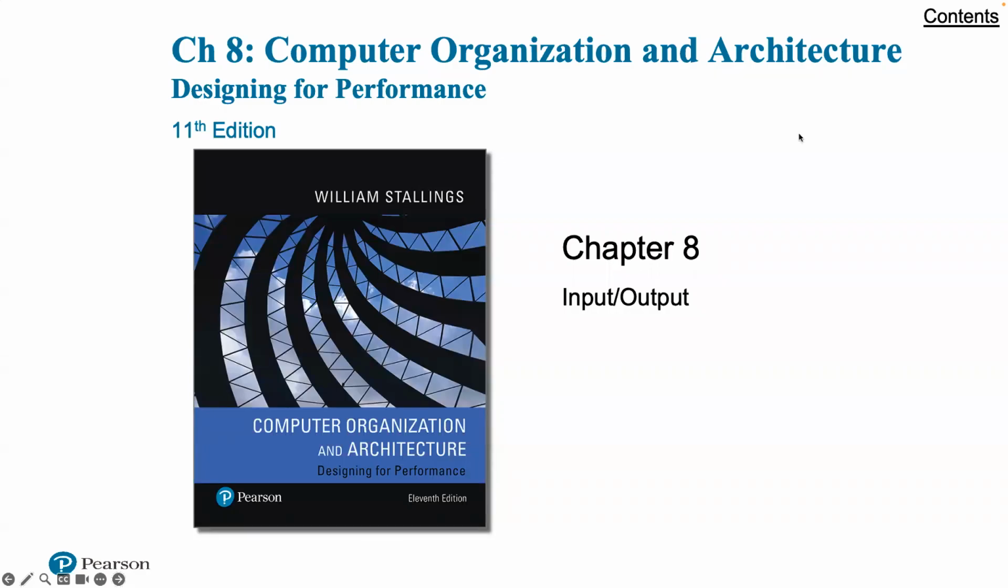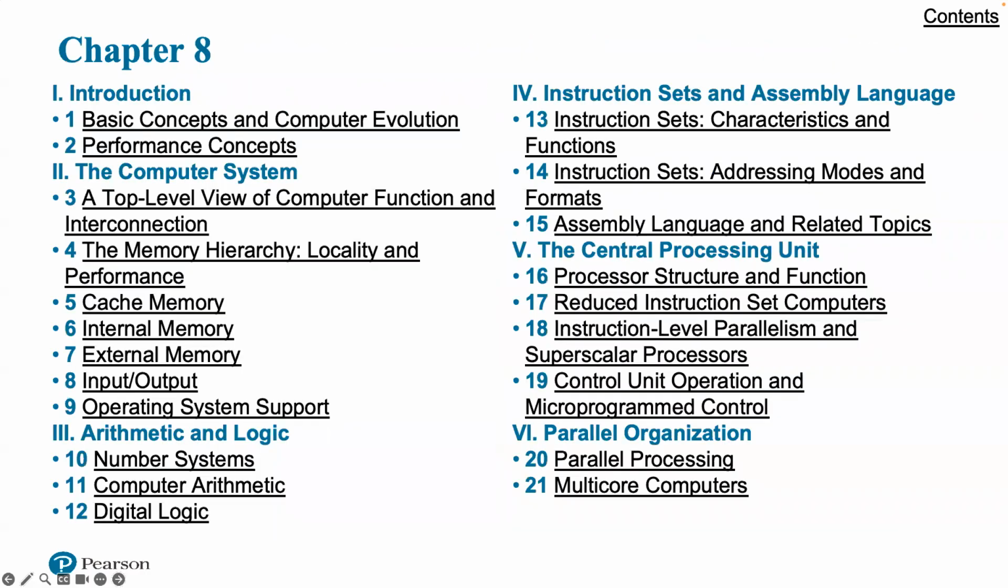Well, welcome back to our course, Computer Organization and Architecture. We're continuing our process of working through various types of memory and now getting into input and output. And just as a reminder, in terms of the context of what we're doing for the second major section in our textbook, we're going through the various aspects of the computer system. Gave a nice top-level view of computer function and interconnection.